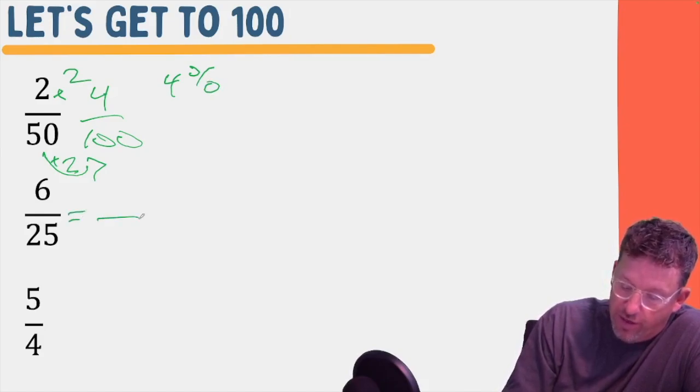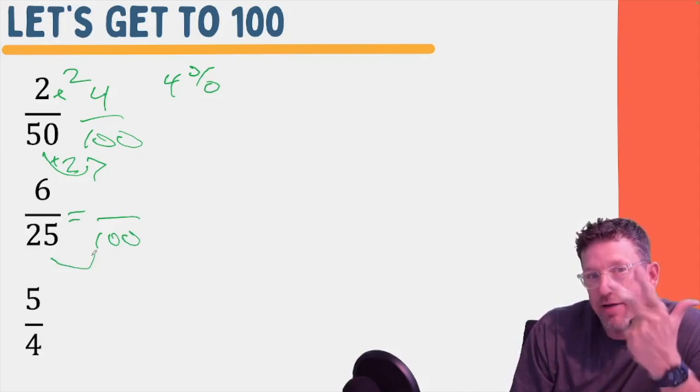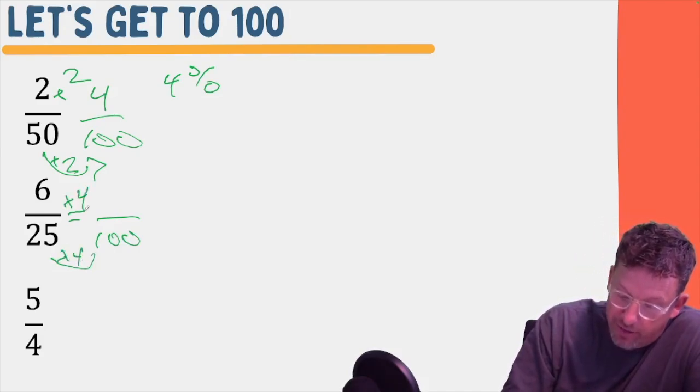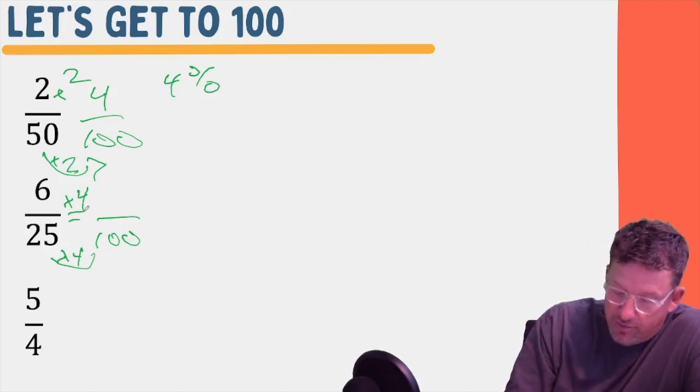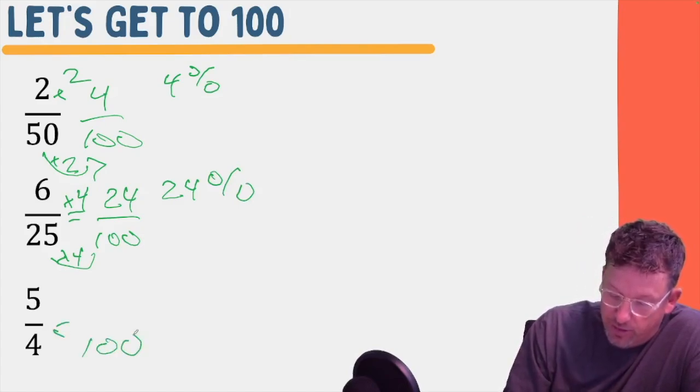Let's go here. Let's get to 100. What did I do from 25 to get to 100? 25, 50, 75, 100. 4 times bigger, so I multiplied by 4, which means I have to multiply the top by 4. What's 6 times 4? That would be 24. 24%. See what I mean? When you get to 100, life is pretty easy.